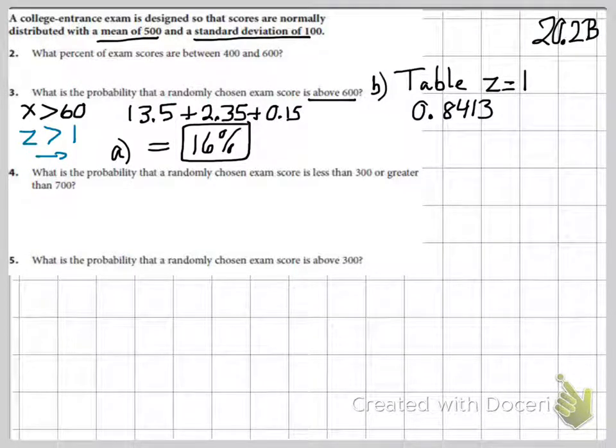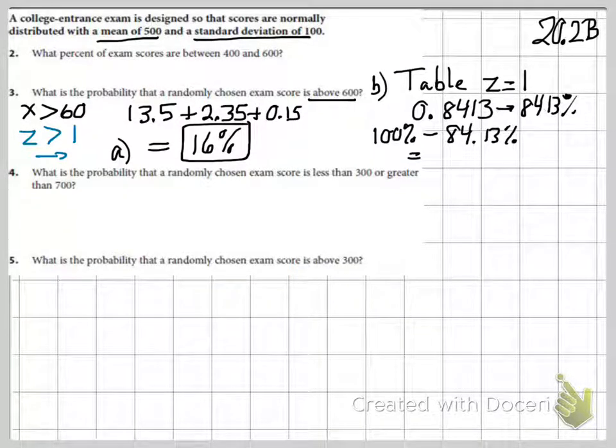Even if I change that into a percent, 84.13%, not even close. That's because the table tells us less than, we want greater than. So I'm going to take 100% minus 84.13%, and I'm going to get 15.87%.